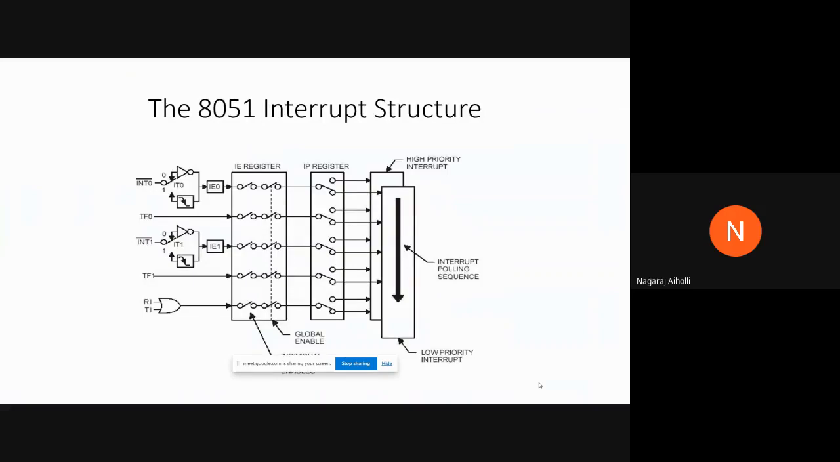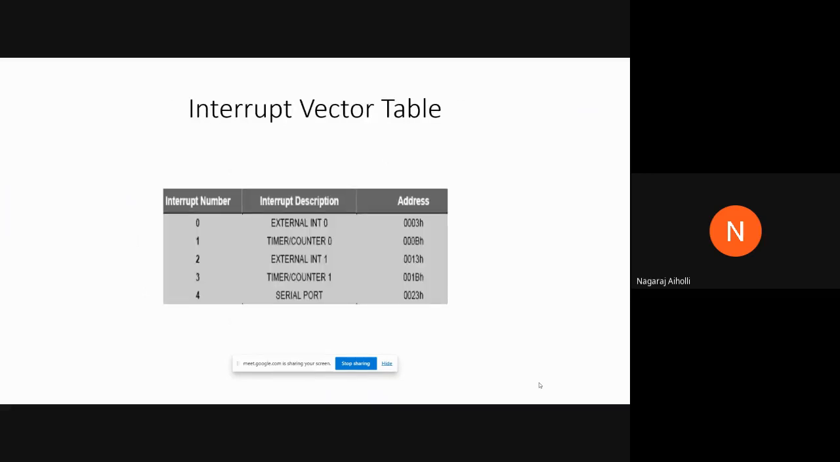Good morning, students. In the last class, we had stopped at the explanation of the interrupt structure of the 8051 microcontroller. Let us continue with the next topic, that is the interrupt vector table.